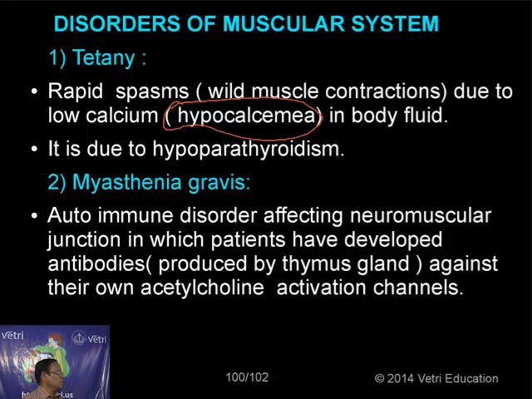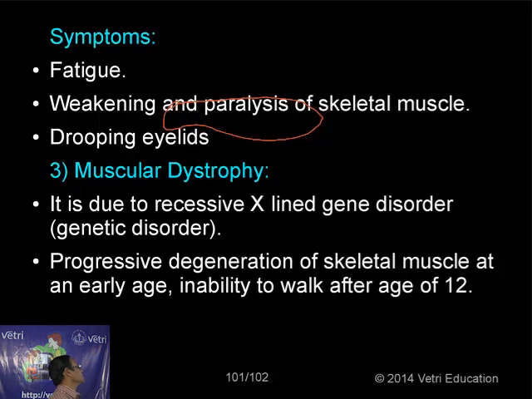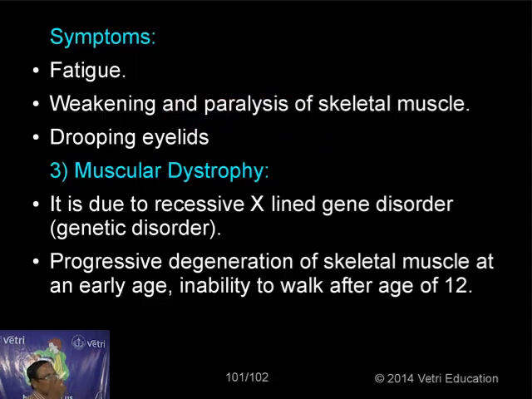Now what is the reason for that? This is because of the thymus gland. The thymus gland develops certain antibodies which affect the activation of the acetylcholine channel. That results in myasthenia gravis, a muscular disease. What are the symptoms? Fatigue, tiredness, weakening and paralysis of the skeletal muscles, and drooping eyelids. The eyelids have fallen and never go back during contraction.